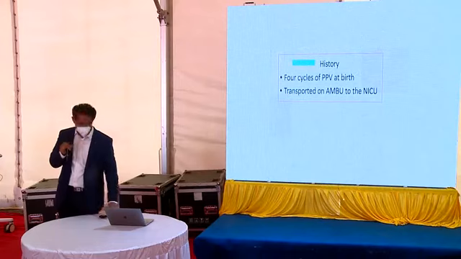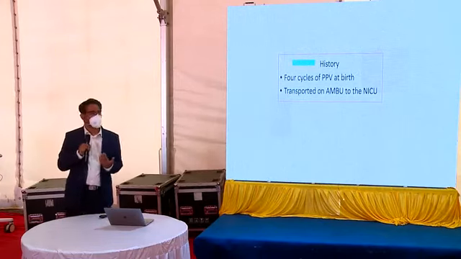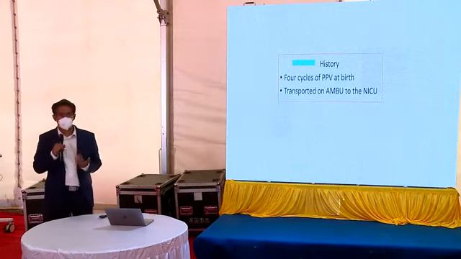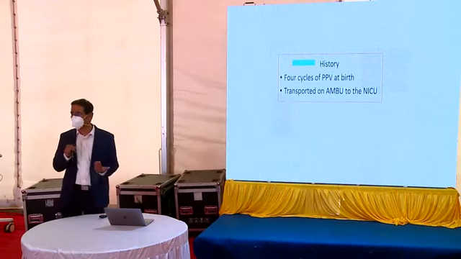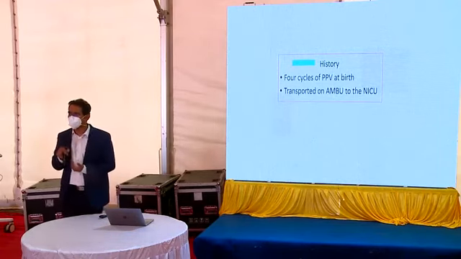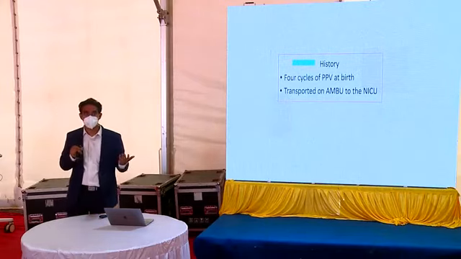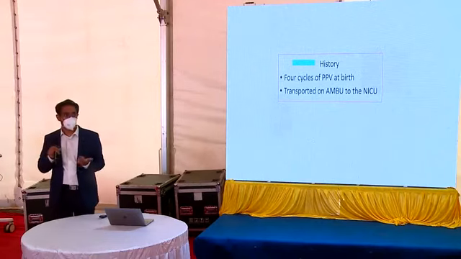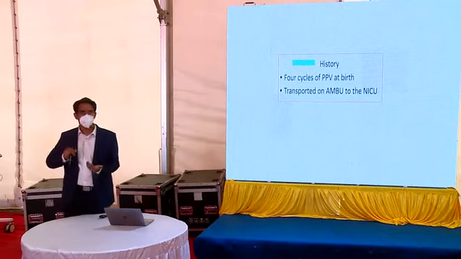So again, we should go through the same cycle. So ask what happened. So this baby received 4 cycles of positive pressure ventilation at birth and then was transported using an umbu bag to the NICU. So what all can go wrong here? Pneumothorax, because we have given positive pressure ventilation at the time of birth, and also the baby was transported using an umbu bag where you cannot always regulate the amount of peak inspiratory pressure that you are giving.